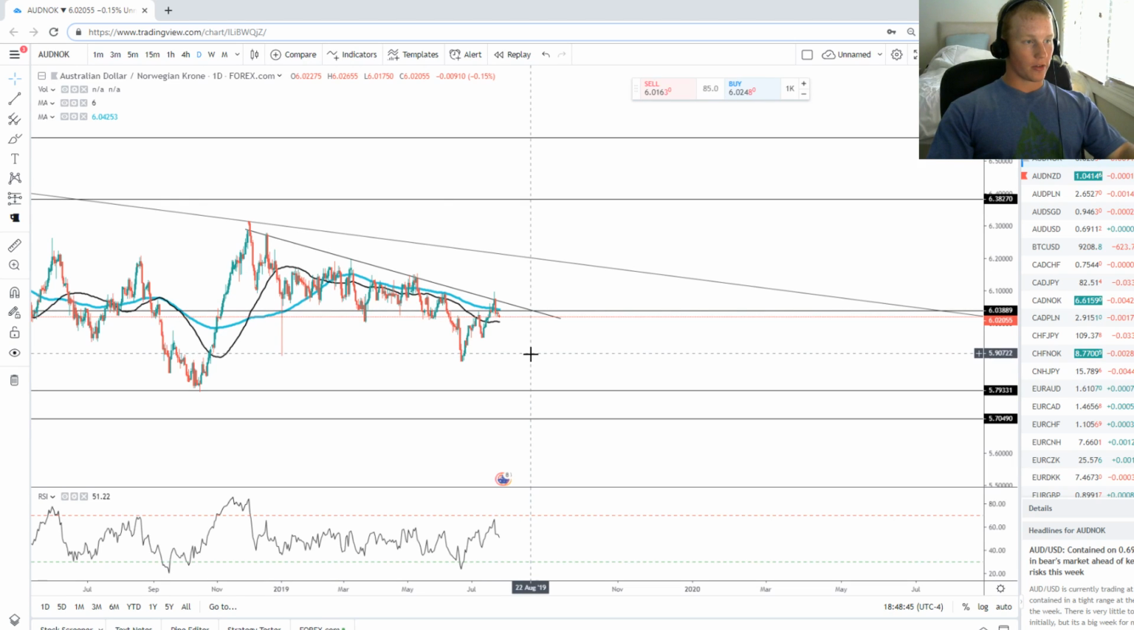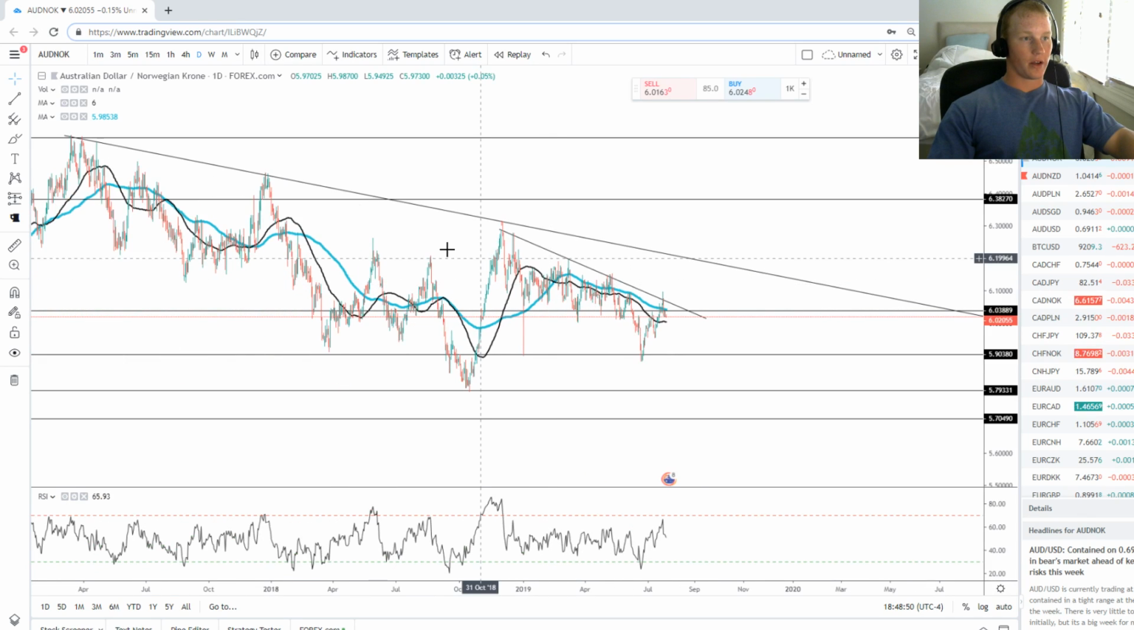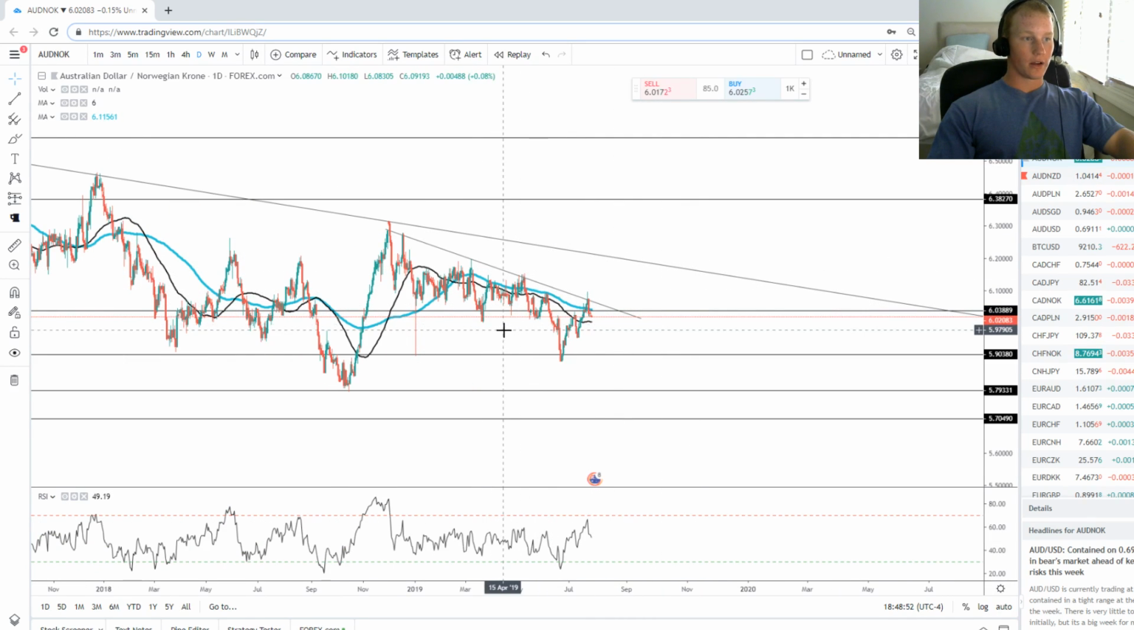Ooh, we do have support here. Sorry, totally sidetracked. So we kind of have a descending triangle. Kind of don't know what we have.